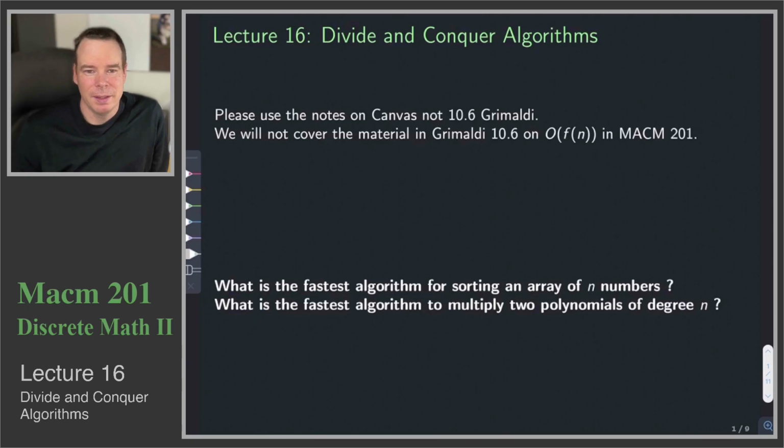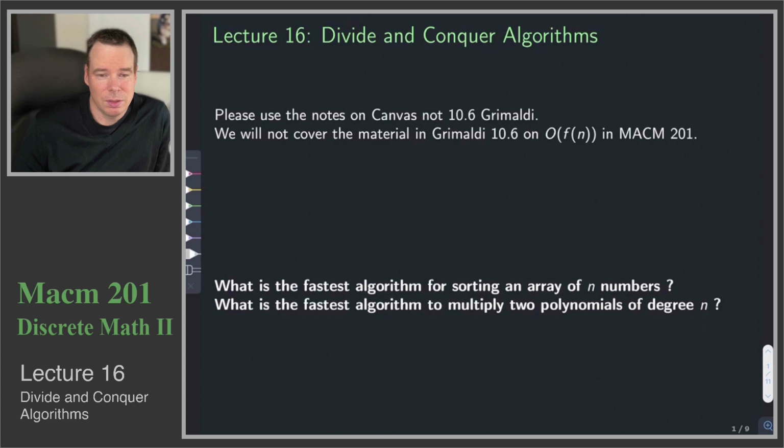Hi everyone, welcome back. This is our last lecture on recurrence relations. We're going to look at divide and conquer algorithms, and we're going to see how to analyze them using recurrence relations. Now, the difference with what we've done up till now is that the recurrence relations we've studied have all been linear with constant coefficients, and specifically we've been looking at first order and second order recurrence relations.